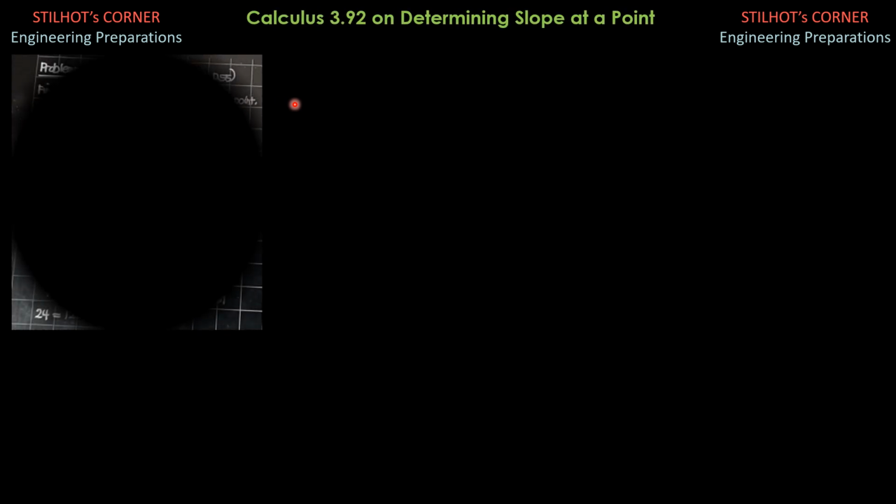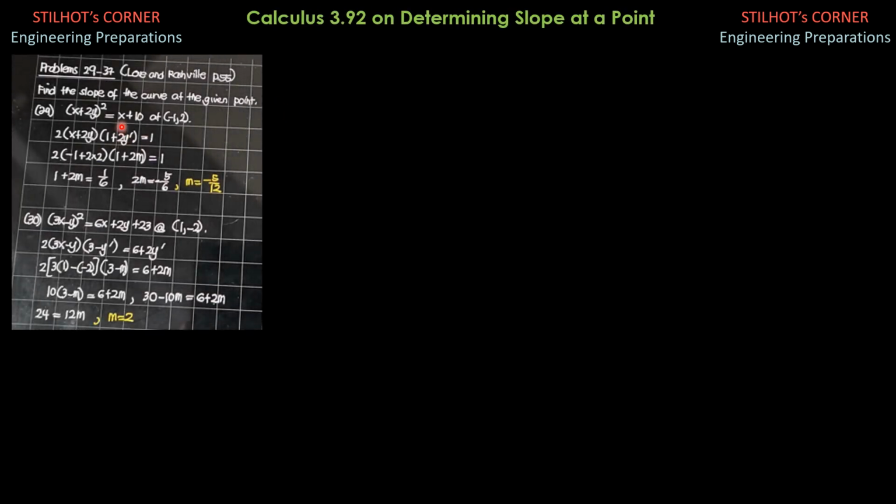Here is another video in calculus, particularly in evaluating the slope of tangent to curves at a specific point. There are 6 or 7 exercises here, taken from Love and Rainville's book, page 55. These are problems 29 to 37. Find the slope of the curve at a given point.